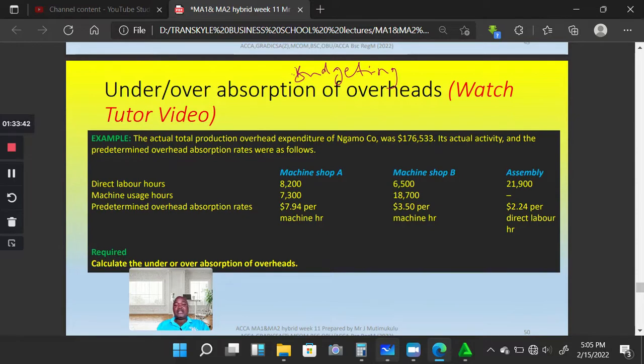So let us go through this example to see how to send this particular point home, so that we call it a day. The actual total production overhead expenditure of Ngamo Coal was 176,533. Its actual activity and the predetermined overhead absorption rates were as follows. So we have that information and that information.